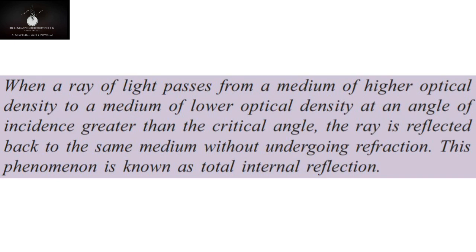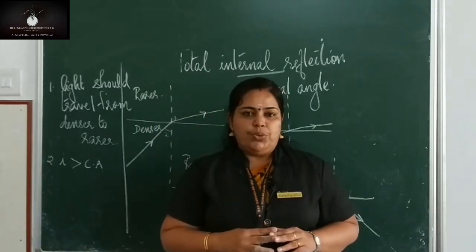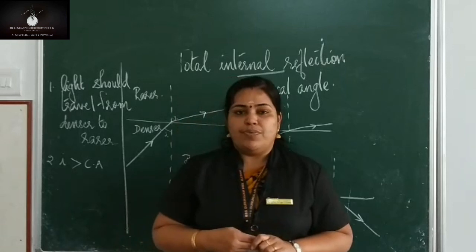Next is total internal reflection. When a ray of light passes from a medium of higher optical density to a medium of lower optical density at an angle of incidence greater than the critical angle, the ray is reflected back to the same medium without undergoing refraction. This phenomenon is known as total internal reflection. So I hope critical angle and total internal reflection are clear for you. Next, we will see the uses of total internal reflection.